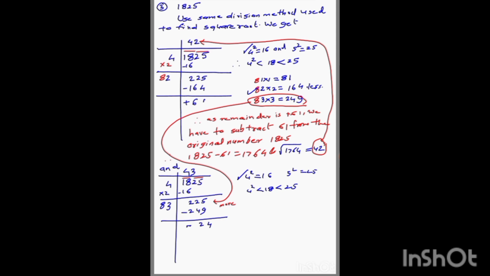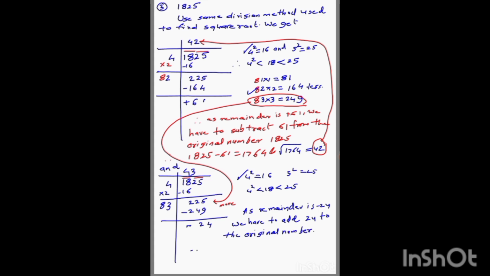Remember that. 249 is more. Negative. Okay. Minus 24. So when it is minus, you have to add this to the original number 1825, and the resultant number which you get will be a perfect square. Got this? When you have to find a perfect square number greater than the given number, you have to go for the higher number. So we have to add 24 to the original number 1825.